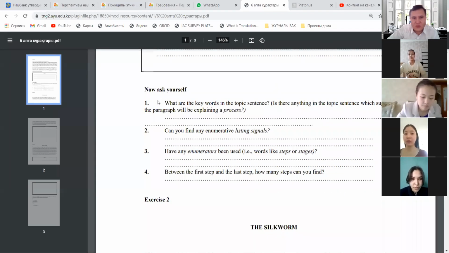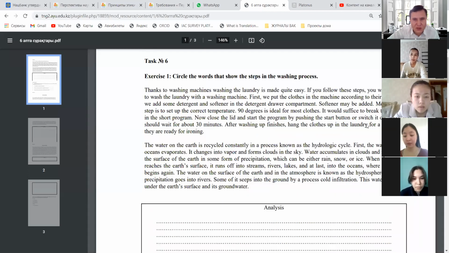Now ask yourself, what are the keywords in the topic sentence? Is there anything in the topic sentence which suggests that the paragraph will be explaining a process? Yes, I think we have topic sentences. What are they?